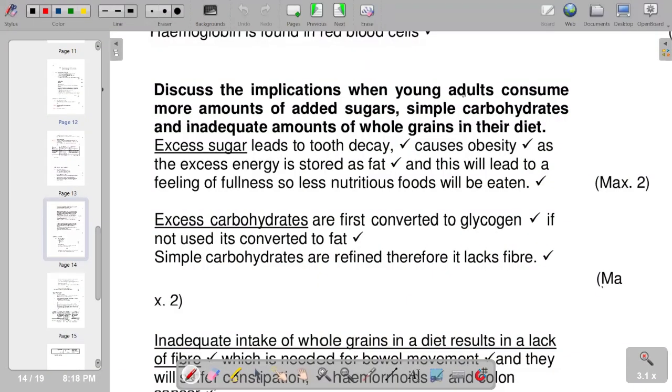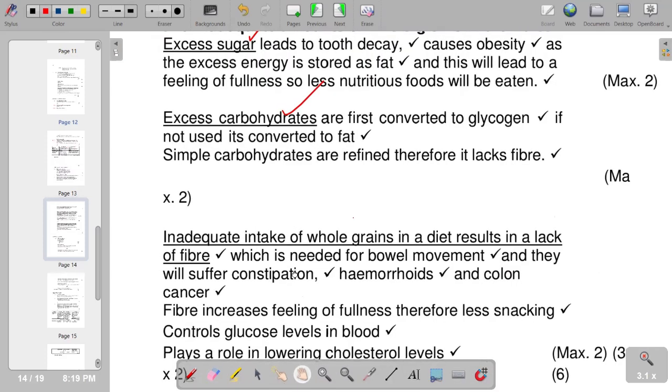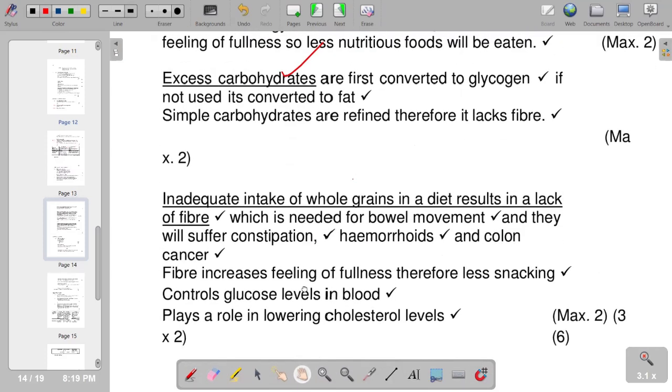Next question, discuss the implications when young adults consume more amounts of added sugars, simple carbohydrates, and inadequate amounts of whole grains in their diet. We've got excess sugar, excess carbohydrates, inadequate intake of whole grains in diet results in a lack of fiber. So that is what we have on that part, with the explanations as given.